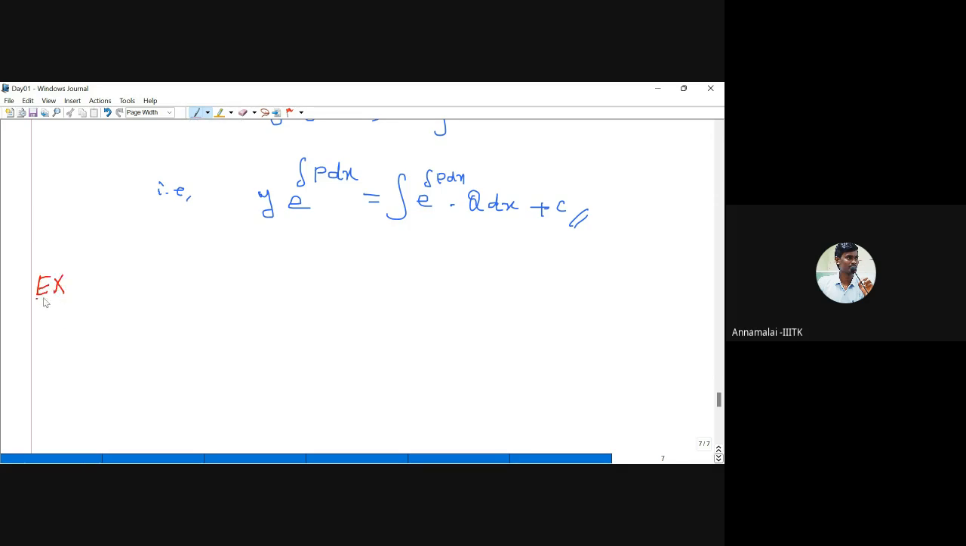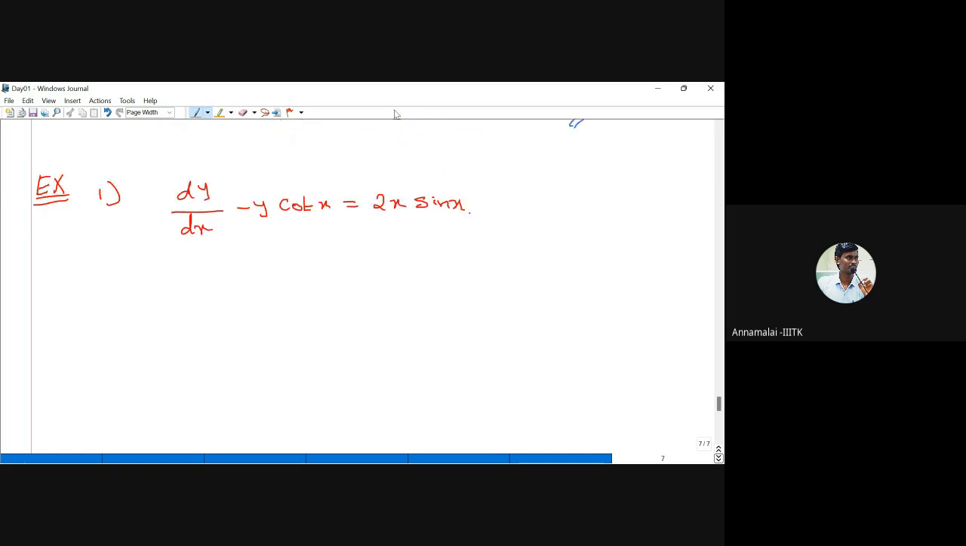Now, exercise. Find the solution of this differential equation: dy by dx minus y cot x equal to 2x sin x. So here, p of x is a function of x. Therefore, p of x is nothing but minus cot x. And what is q of x? It is 2x sin x.